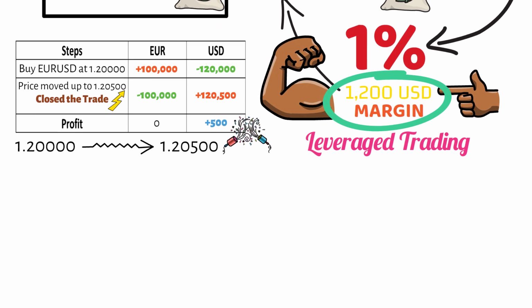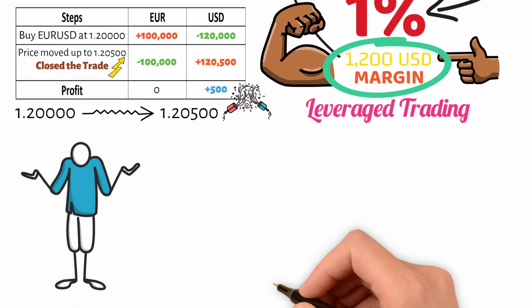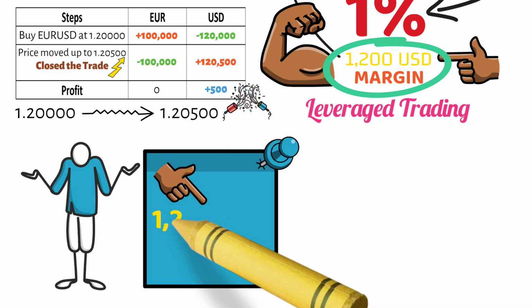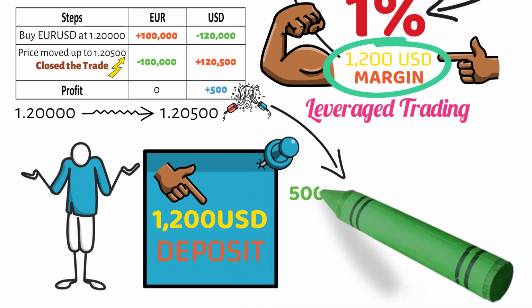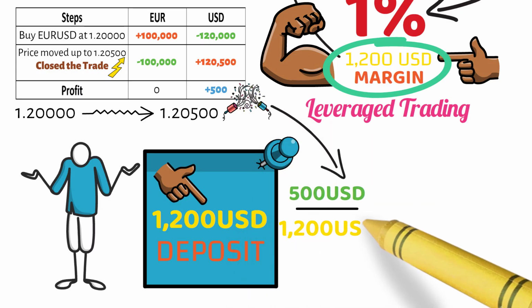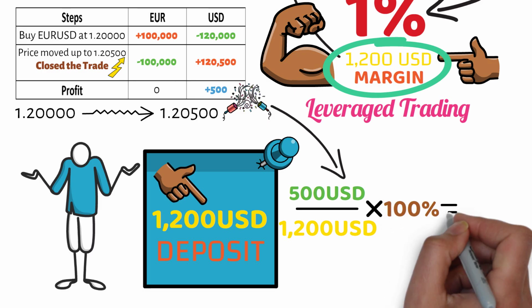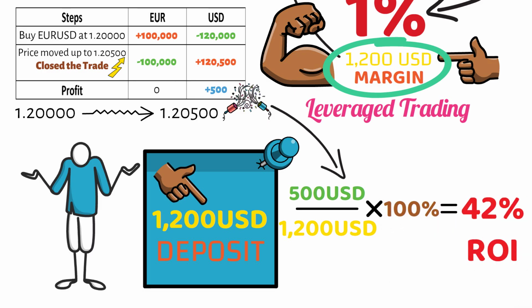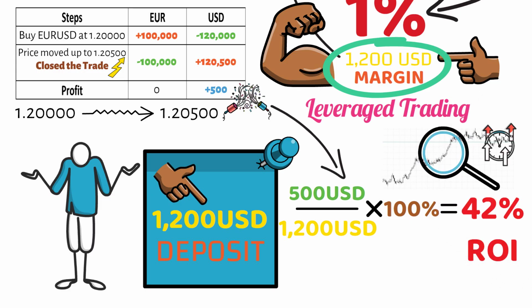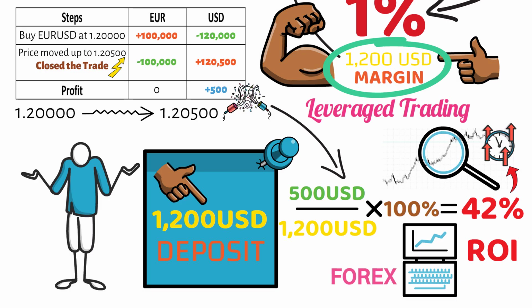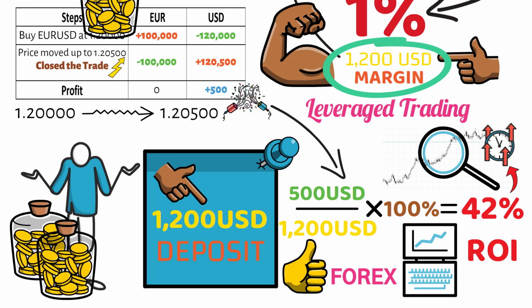Still don't see how good of a deal it is? Let's put it in a different perspective. You had to set aside 1,200 USD as margin or deposit. You made a profit of 500 USD in this single trade. So your return on investment, ROI, for this trade was almost 42%. But the market is volatile. This kind of price movement can even happen within minutes, meaning you made 42% profit within minutes. That is huge. This is why the Forex market is definitely one of the best ways out there to grow financially. The returns are highly lucrative.